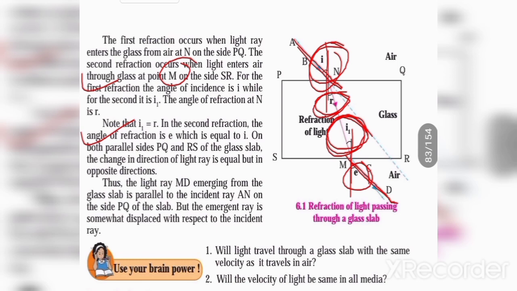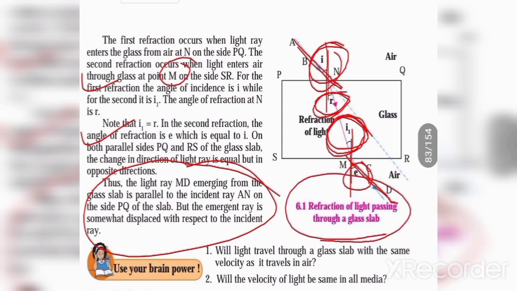Thus the final conclusion from this diagram is that the light ray MD emerging from the glass slab is parallel to the incident ray AN on the side PQ of the slab, but the emergent ray is somewhat displaced with respect to the incident ray. Okay, that is the explanation of refraction of light passing through the glass slab.